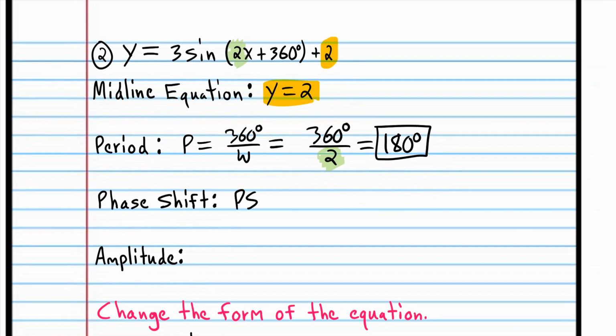The phase shift, which I'm going to call PS, is equal to phi divided by omega, and phi is negative 360 degrees. I know that's very confusing. It's very confusing that it's negative, because it's not negative in the actual equation. It's positive 360 degrees, right?